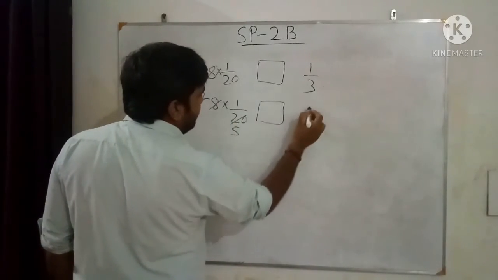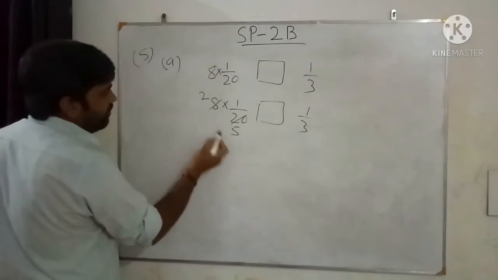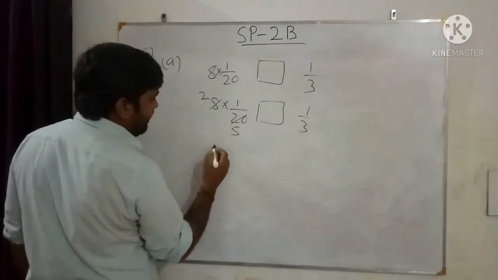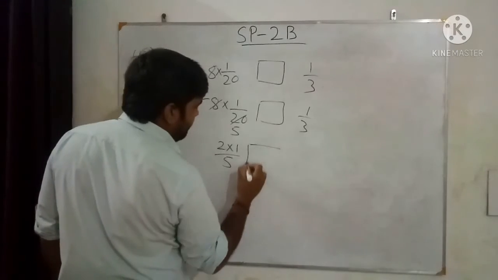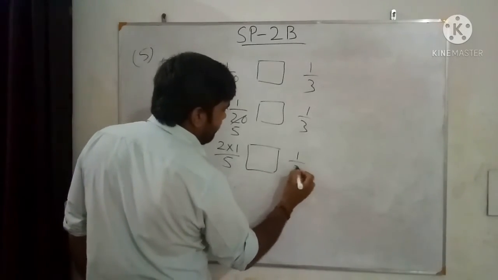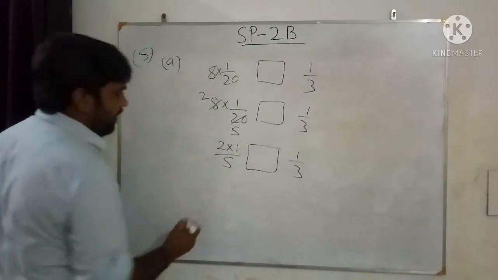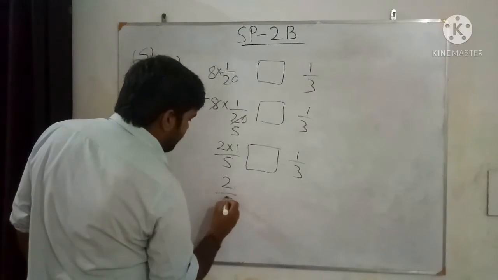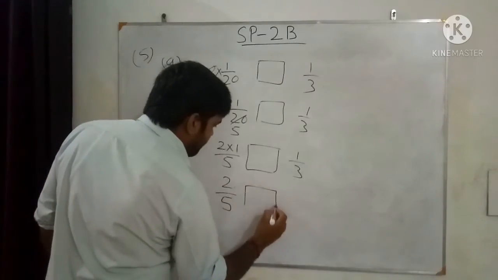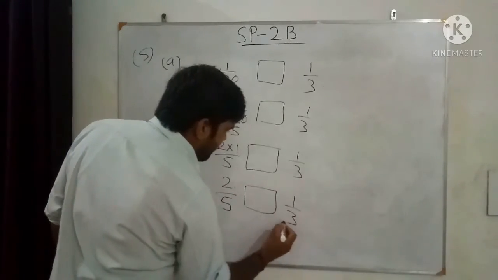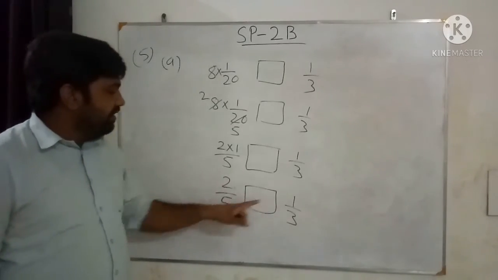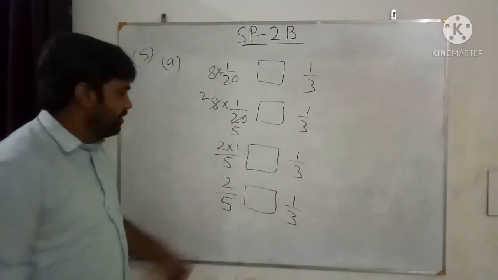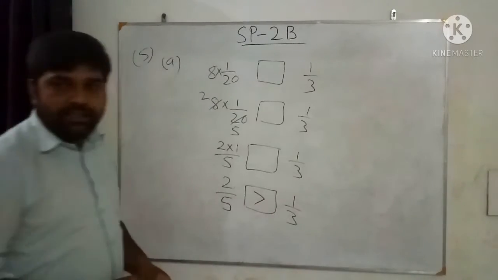Okay, and here 1 by 3. Now again what you got the value? 2 multiply 1 by 5. Now that is 2 by 5. See which cross product is more. 2 3 is 6, 5 1 is 5. So 6, this cross product is more. This means 2 by 5 is greater than 1 by 3.